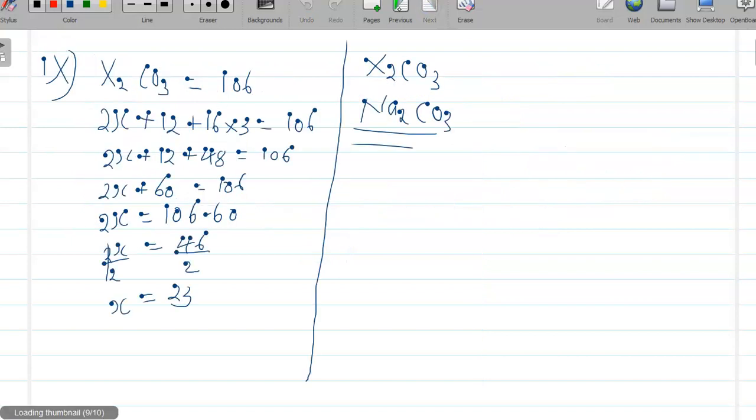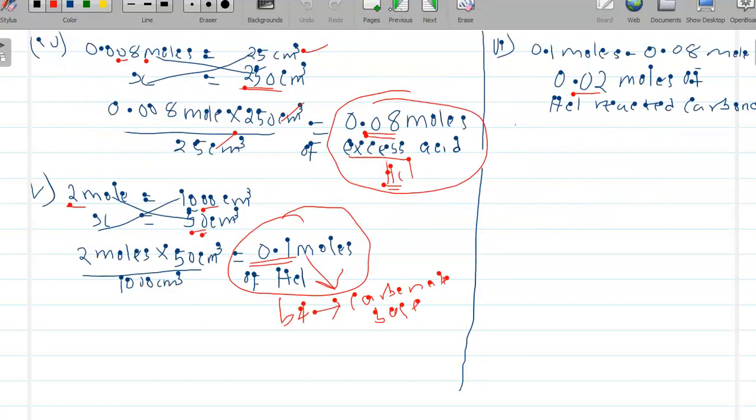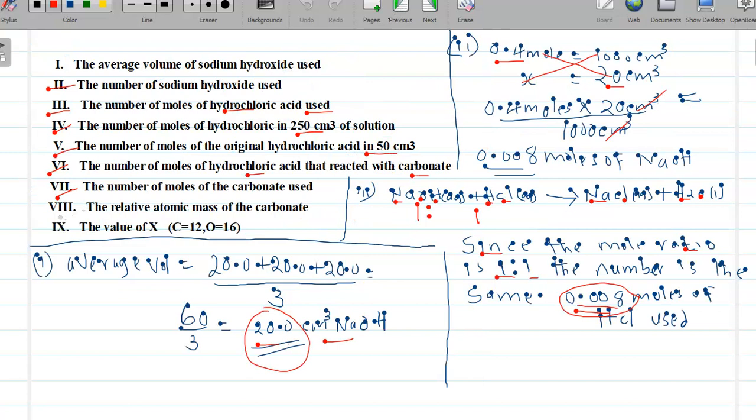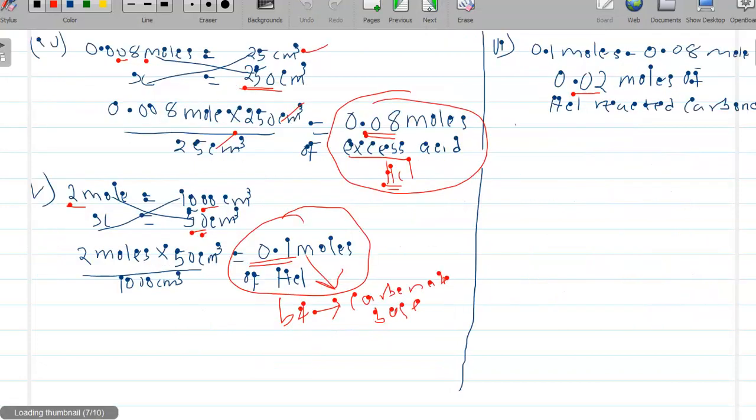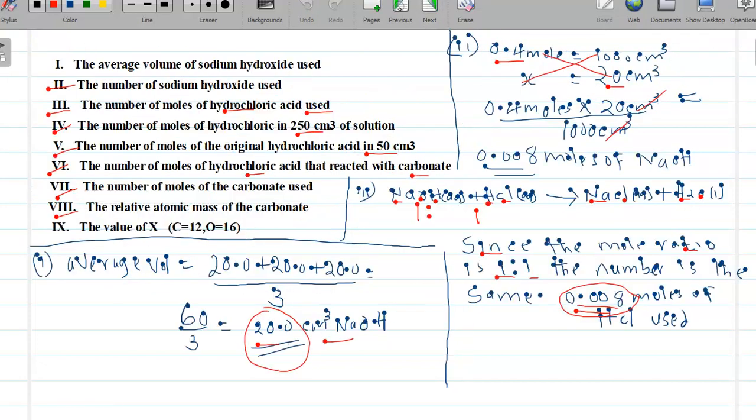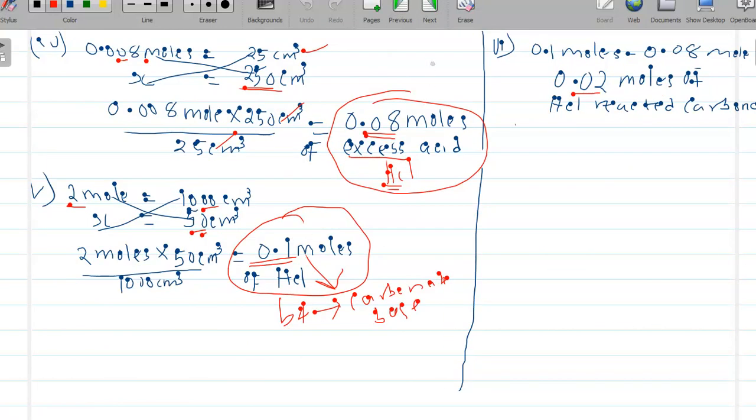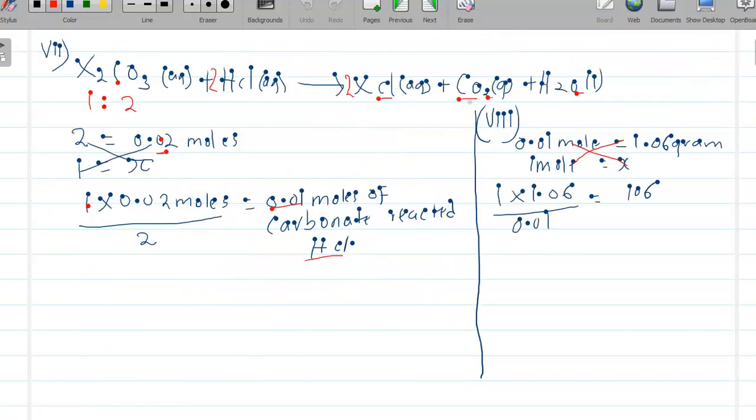So we have the next question. The next question, which is from Roman 8, is asking for the relative atomic mass of the carbonate. How do you calculate the relative atomic mass of the carbonate? The relative atomic mass of the carbonate always is equal to this number of moles that we have obtained here. This number of moles of the carbonate is equal to the total mass of the carbonate.